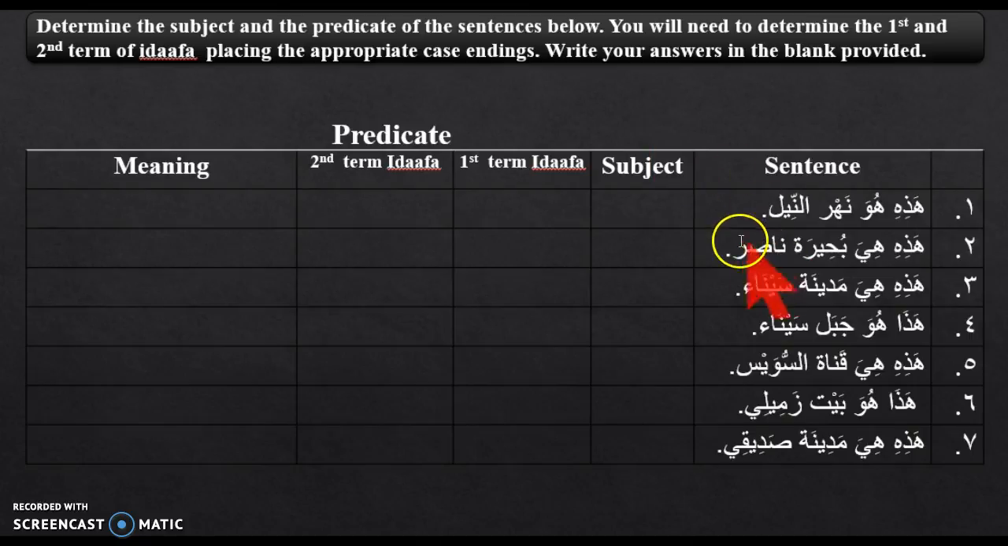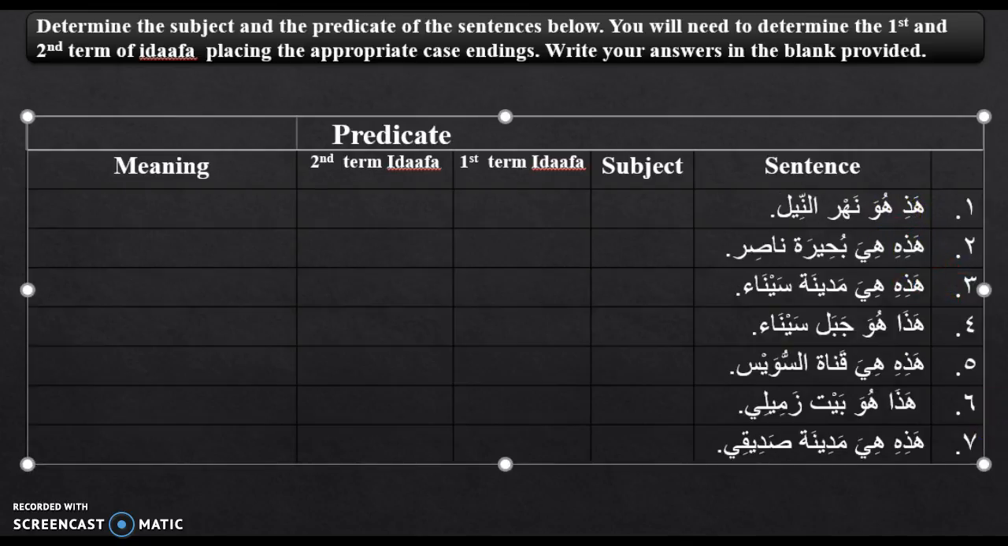I will read the sentences for you, then I will give you the time to determine the subject and إضافة and provide the meaning. رقم واحد هذا هو نهر النيل. رقم اثنين هذه هي بحيرة ناصر. رقم ثلاثة هذه هي مدينة سيناء, and you need to place the appropriate case ending, the correct case ending.